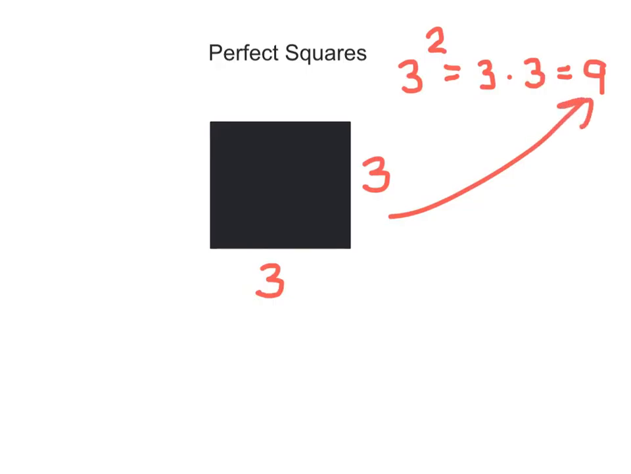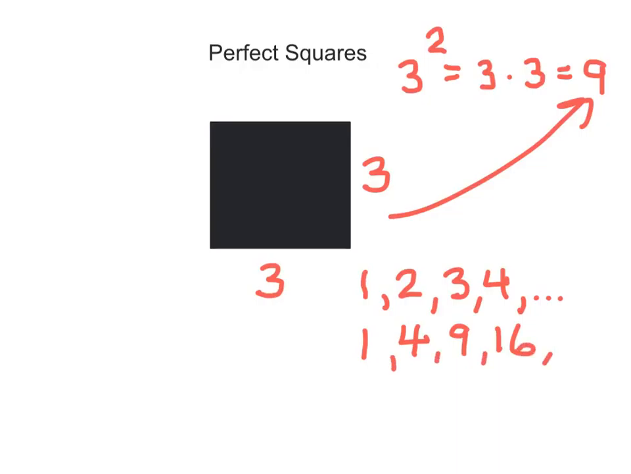Alright, so when we talk about perfect squares, we're talking about numbers that start with the number 1 and then increase by 1 in the positive direction, and we're squaring each of those numbers to get a list of perfect squares. So for instance, 1 squared would be 1, 2 squared would be 4, 3 squared would be 9, 4 squared would be 16, etc., etc.